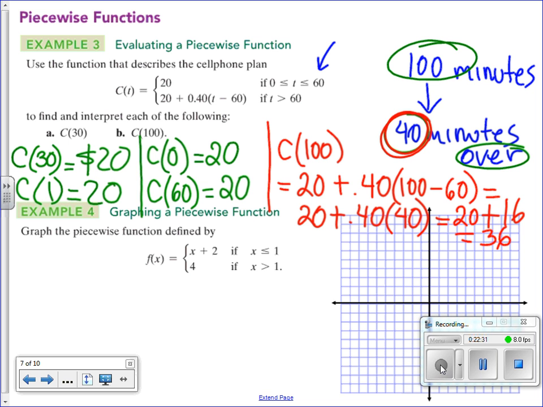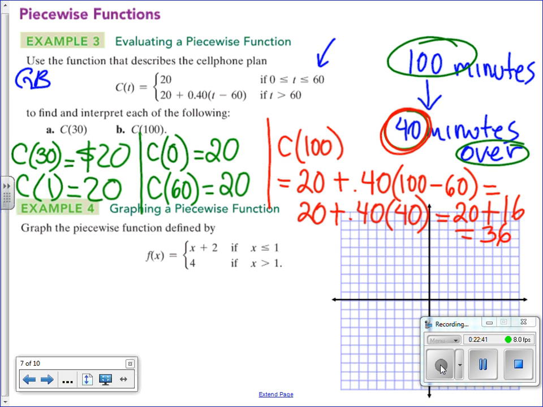Yeah, I need to update this problem. Maybe something about how many gigs you get. That would be more interesting, right? Okay. All right, so next year. Next year. Okay, so next one, we're going to do the other piecewise function.